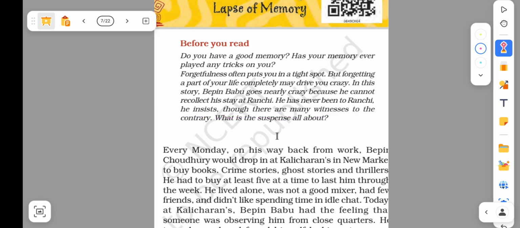What is the suspense all about? So, according to Bipin Da, he has never been to Ranchi, but there were many witnesses, Gawah in Hindi, who say that they have seen Bipin Da in Ranchi. So this story is about this particular incident, and we are going to read this. Okay, let's read this chapter.